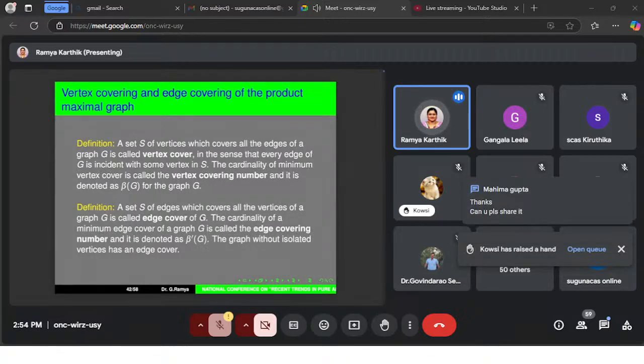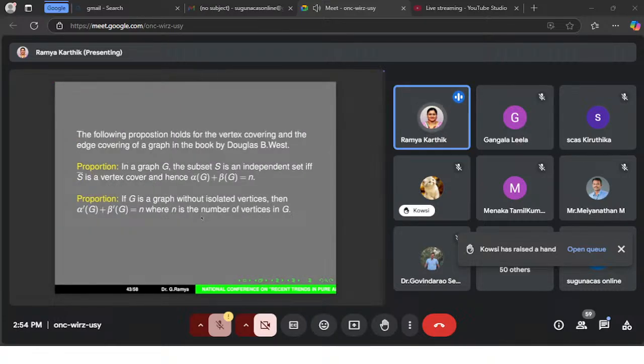And going back to the road network example, an edge cover would be a set of roads that ensures every city is connected to at least one other city. And there is a famous proposition introduced by Donald B. West. That is, independent set and matching number is equal to n, and similarly, independent edges and maximum edge covering is equal to n. This alpha is considered as the independence number, and alpha dash is considered as the independent edges, and beta of g is considered as the vertex cover, and beta dash of g is considered as the edge cover.